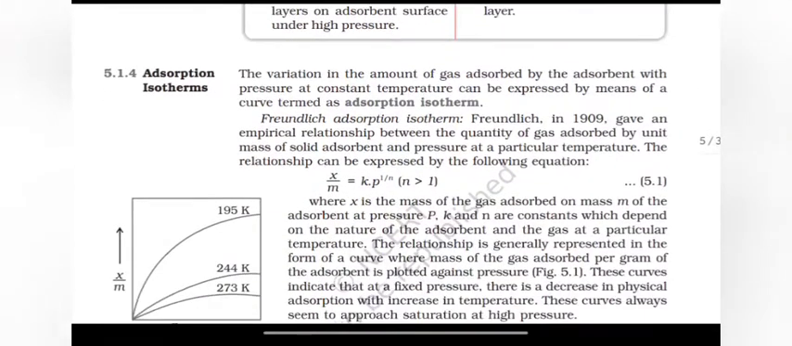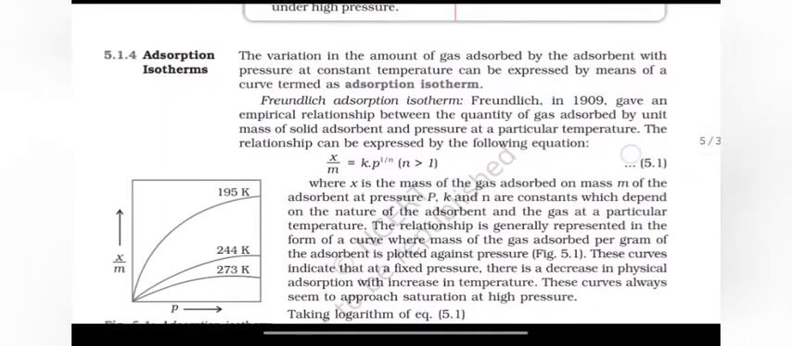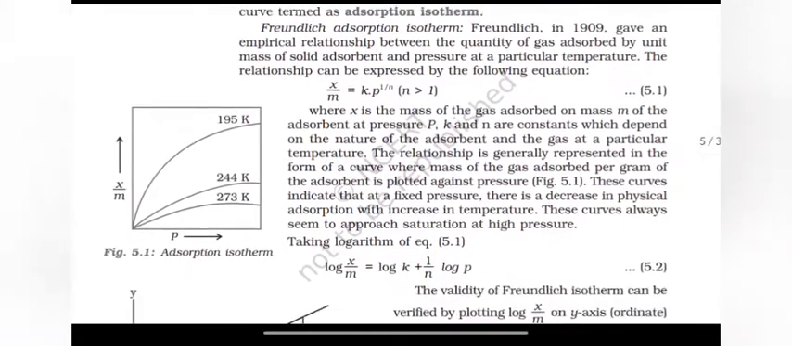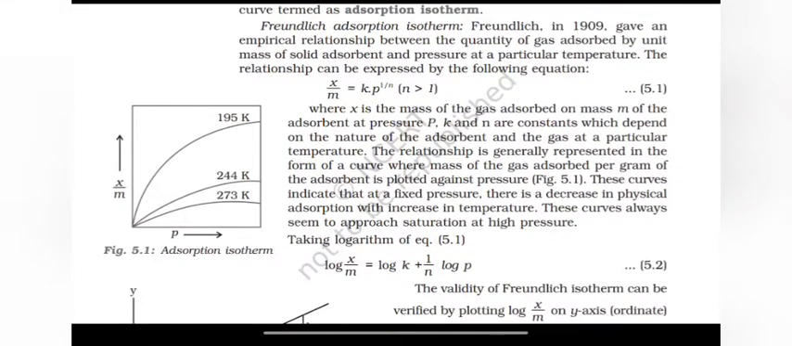Adsorption isotherms. The variation of amount of gas adsorbed by adsorbent with pressure at constant temperature can be expressed by means of a curve termed as adsorption isotherm. Freundlich adsorption isotherm. Freundlich in 1909 gave an empirical relationship between the quantity of gas adsorbed by unit mass of solid adsorbent and pressure at a particular temperature.